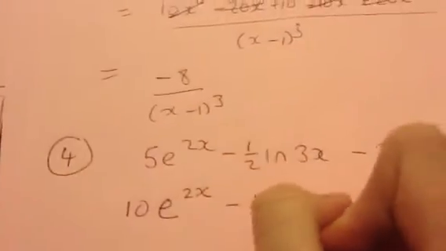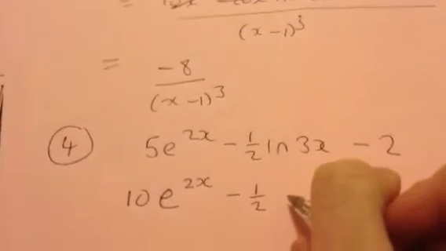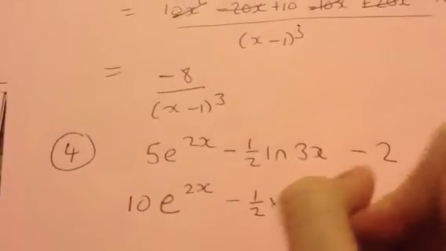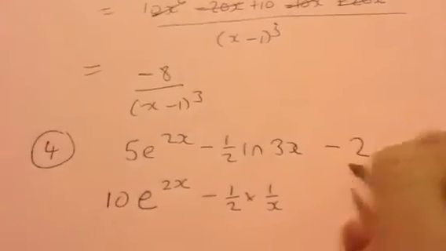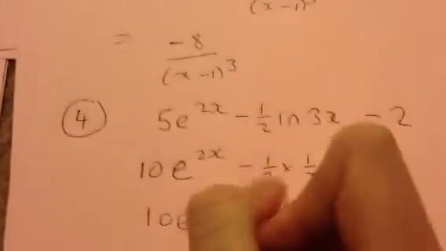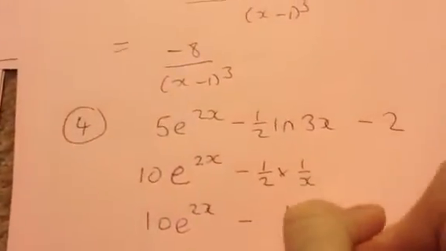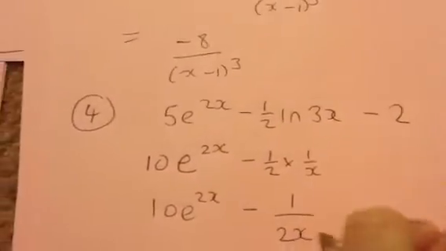Now minus a half. Now ln 3x differentiates to 1 over x, and minus 2 differentiates to nothing. So I end up with 10e to 2x minus, top by top, bottom by bottom, 1 over 2x. Excellent. This is almost too much fun, guys.